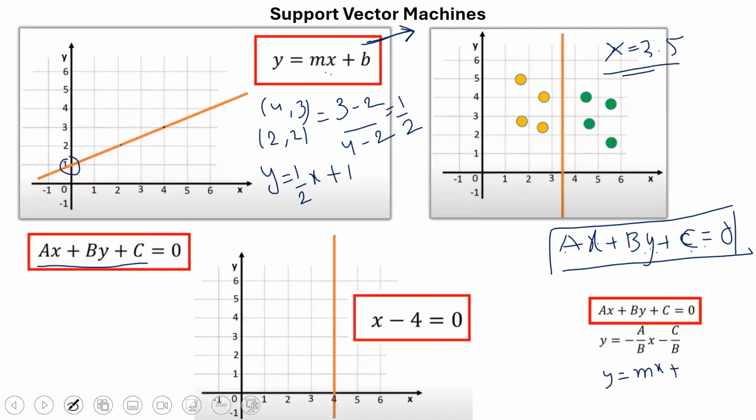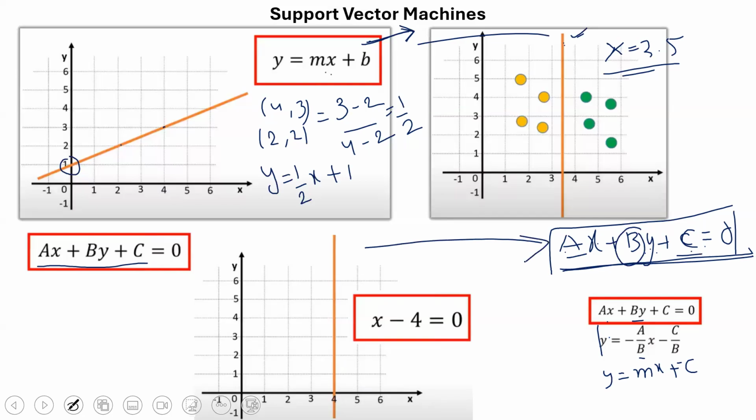What you just have to do is some math: move ax and c to the other side and divide by b. You will get a format matching y is equal to mx plus b. Even if you cannot represent this particular line in that format, it can be represented in this format. Here b will become 0, a equal to 1 and c is equal to minus 4. So now any line can be represented in this format.